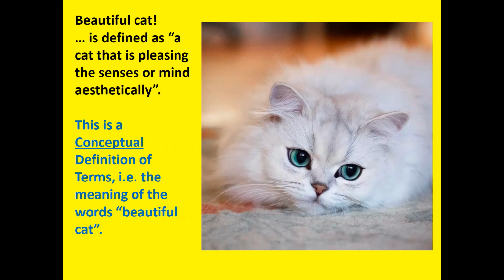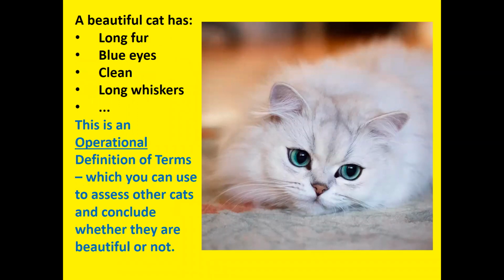And you know that if you use such a definition, people will define beauty of cats in different ways because it can be interpreted in many different ways. So let's kind of operationalize it. When you operationalize a definition of this cat here, this beautiful cat has long fur, blue eyes, is clean, and has long whiskers. So let's just work on 4 definitions of a beautiful cat.